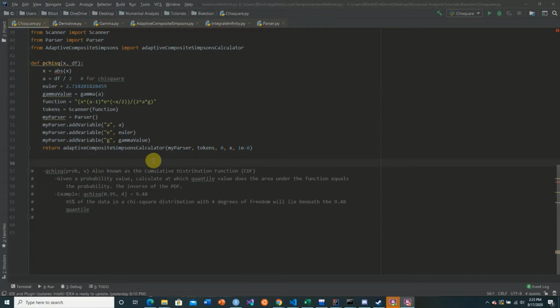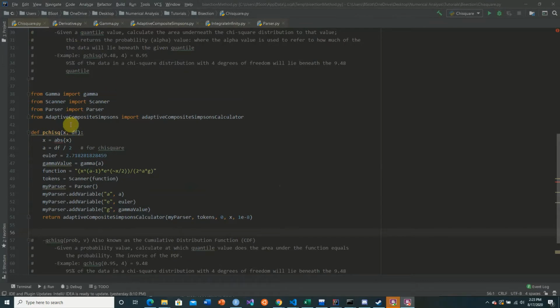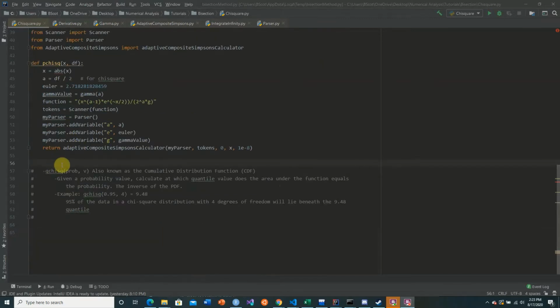So given a probability value, calculate at which quantile value does the area underneath the function equal the probability. It is known as the inverse of the PDF. So for example, in our p-chi-squared, you would give it a quantile and a degrees of freedom. It would return an alpha value, a probability value between 0 and 1. The q-chi-squared, you give it a probability value between 0 and 1, the degrees of freedom, and then it returns the quantile value. So here we have q-chi-squared of 0.95 with 4 degrees of freedom, and it returns 9.48.